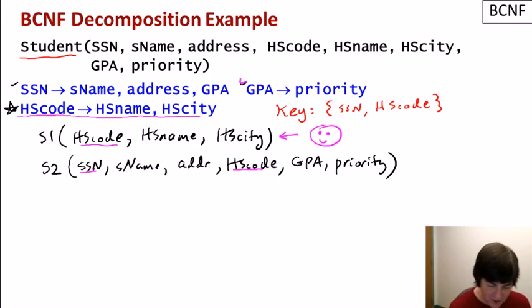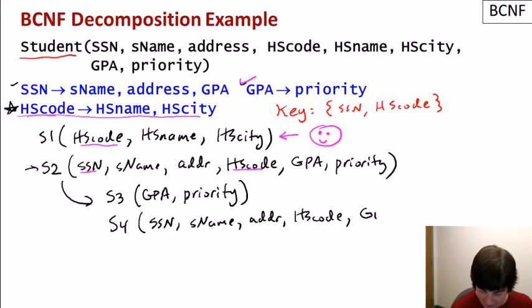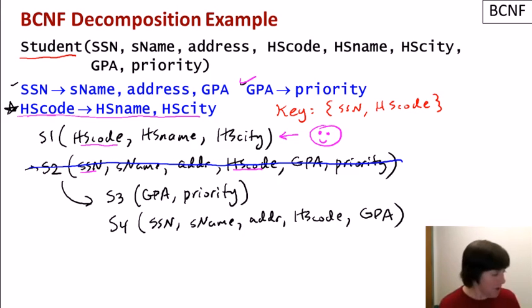So let's take the GPA priority one, and let's use that to decompose S2 further. We'll decompose S2 into S3 and S4. S3 will contain the GPA and priority from the functional dependency we're using. And then S4 will take the remaining attributes in S2 together with the left-hand side, the GPA. So we'll keep our Social Security number, name, address, high school code, and GPA, but we don't keep the priority. So at this point, S2 is completely gone. And let's take a look at the remaining relations.